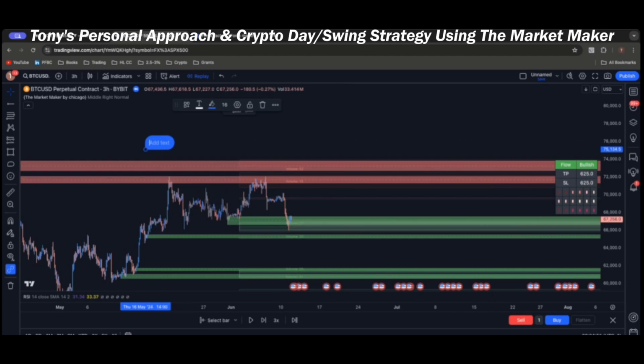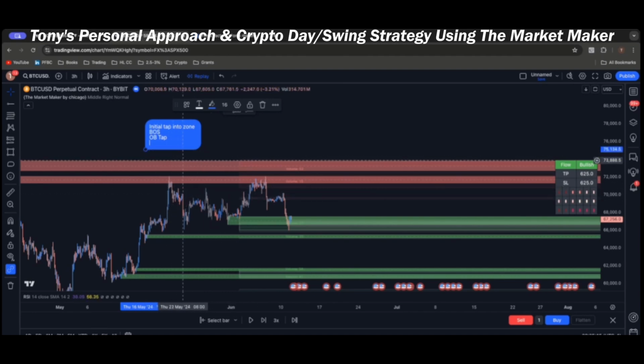So I wait for an initial tap into a zone, and then you wait for a break of structure, and then you wait for price action to go into an order block that was before that break of structure. And then you just enter off that. I think it's a pretty straightforward process.